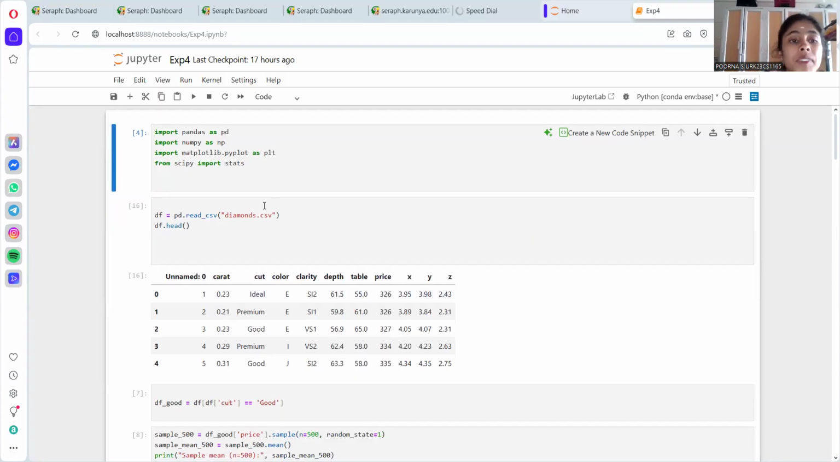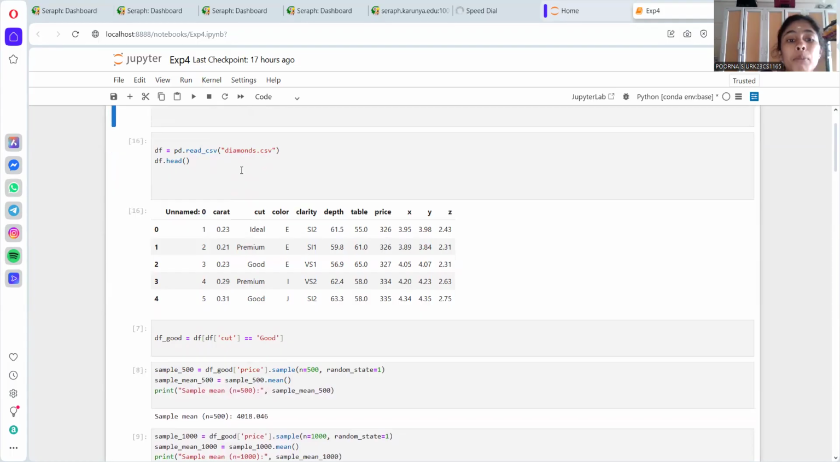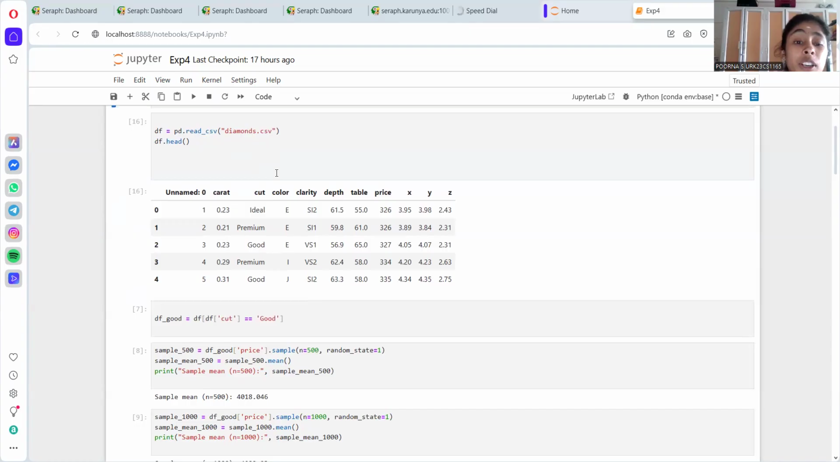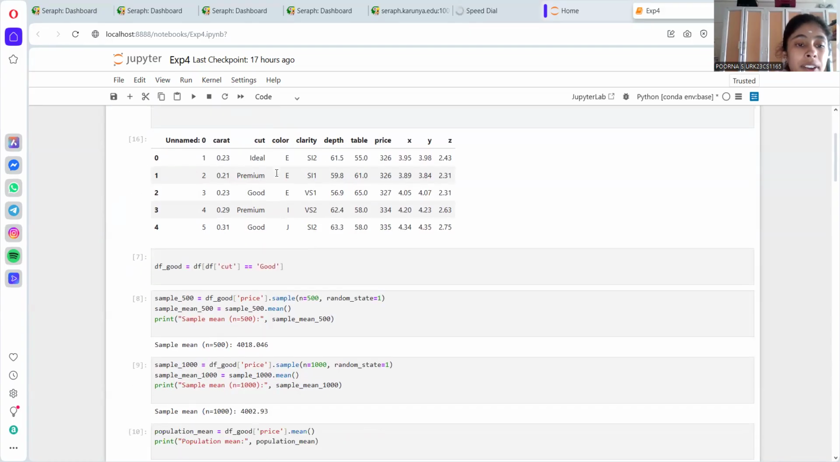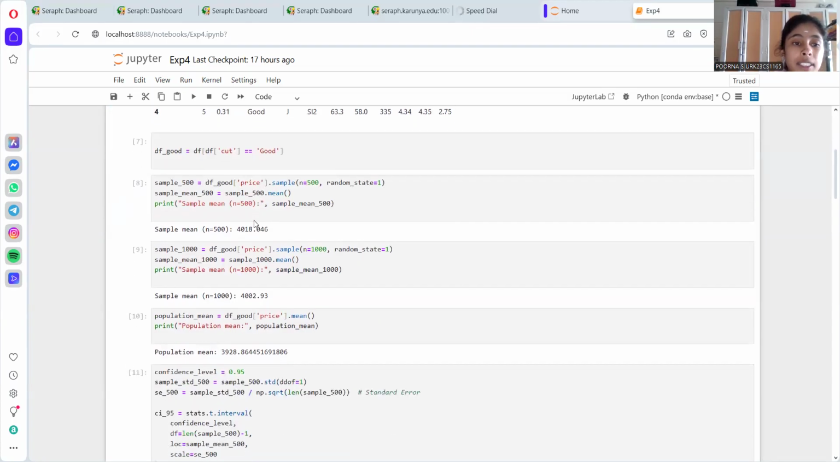Here first, we want to import libraries: import pandas as pd, numpy as np, and matplotlib.pyplot as plt. Then we want to upload the CSV file. Then we want to read the CSV file. So our CSV file is diamonds.csv. Then df.head displays the first 5 lines, from the 0th index to the 4th index, of the dataset.